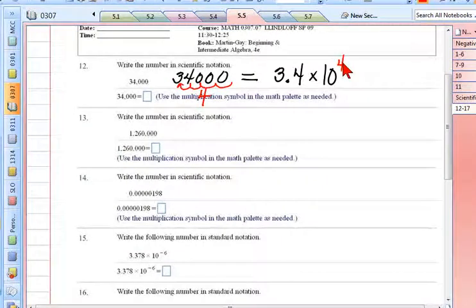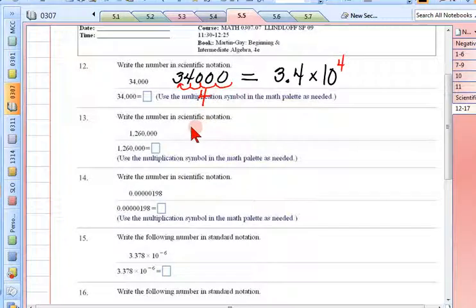So to figure out what the power is, you always start from 0? You start from where the original position of the decimal should be. And in a whole number, it's always on the right. Okay? All right, now let's look at number 13.